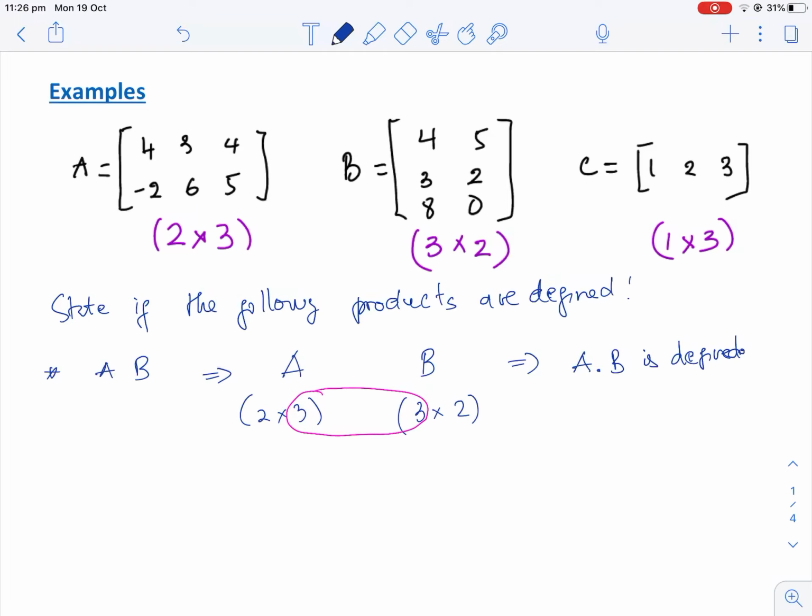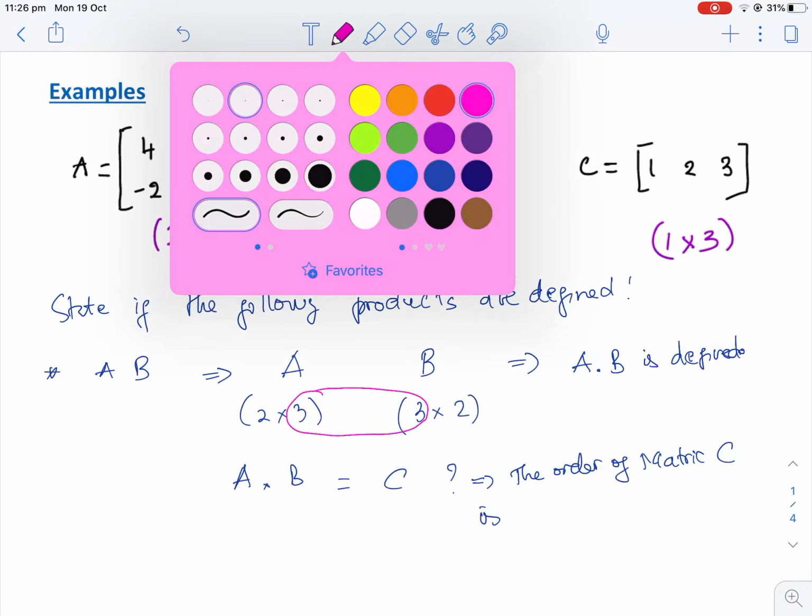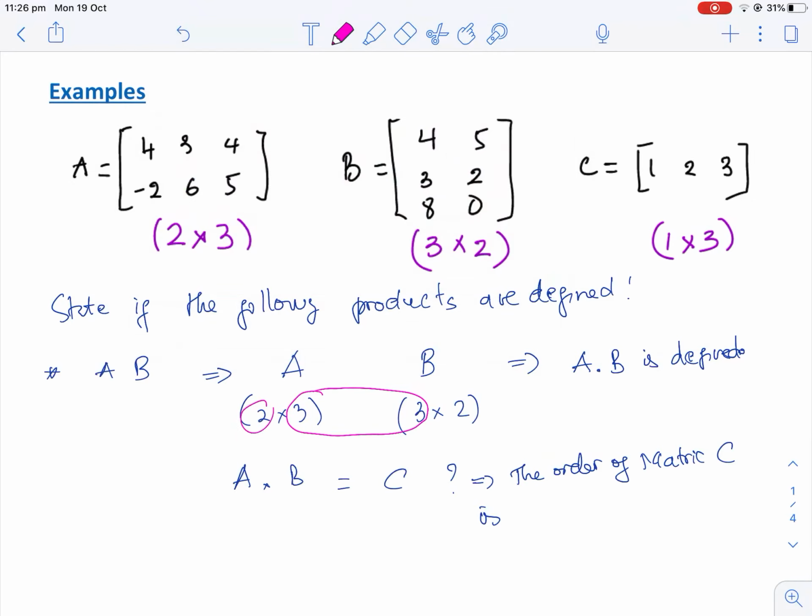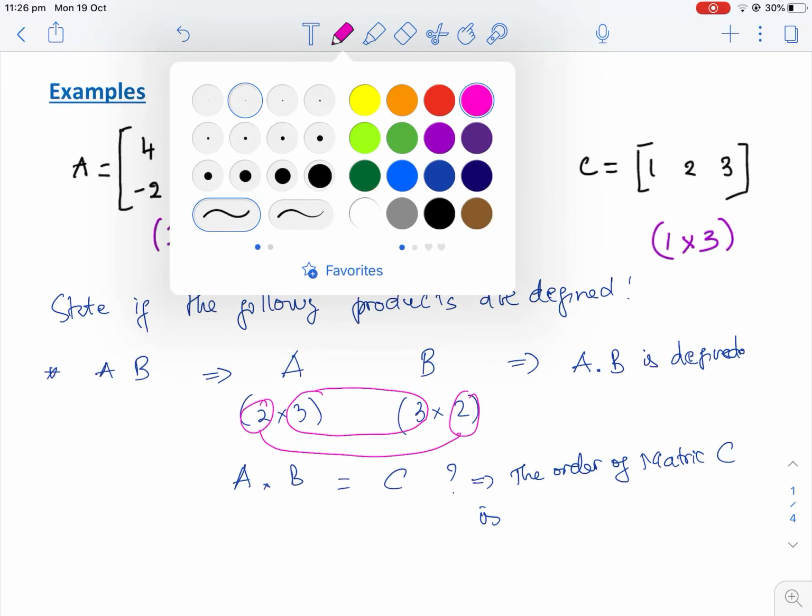And then what is the answer? If A times B equals C, then what is the order of C? The order of matrix C is the outer numbers here. It's going to be 2 and 2. So C is going to be a square matrix, 2 by 2.